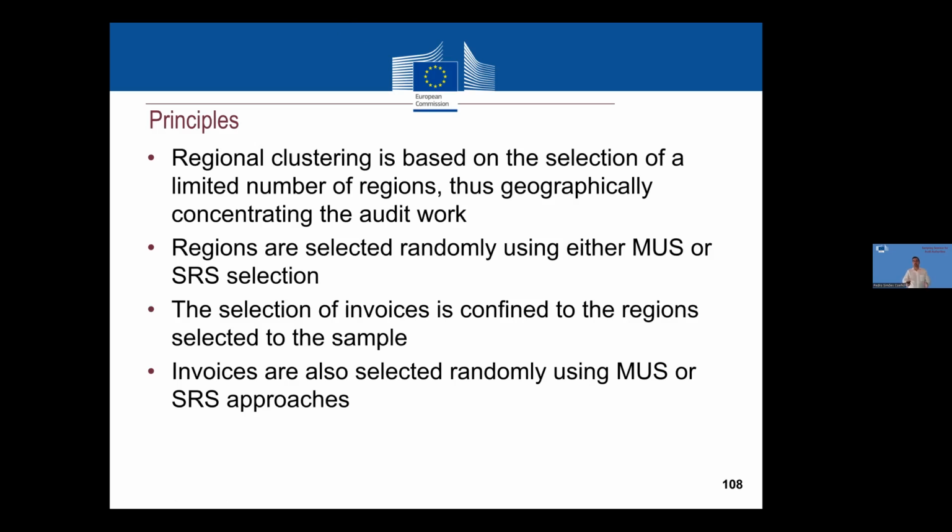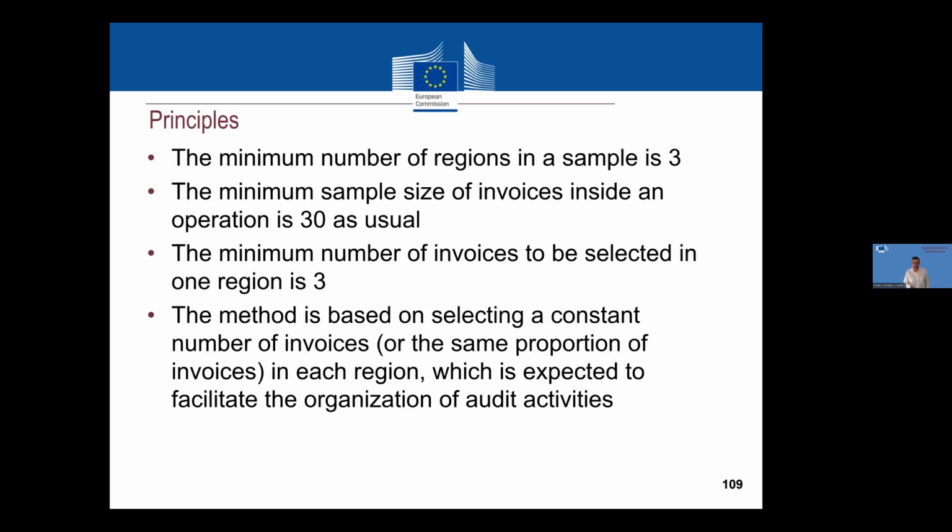And in the last stage, I select invoices or whatever the expenditure items are, again with probability, either with equal probabilities or probability proportional to expenditure. So using either simple random sampling or MUS. And again, other forms are possible, like using a stratified MUS or a stratified simple random sampling. So all these variations around these base methods are still, of course, possible in this context.